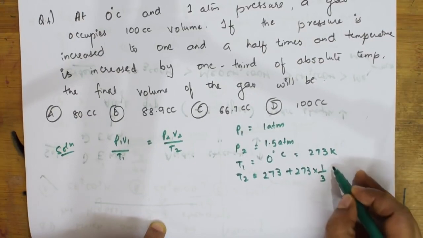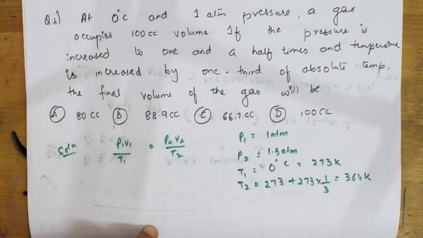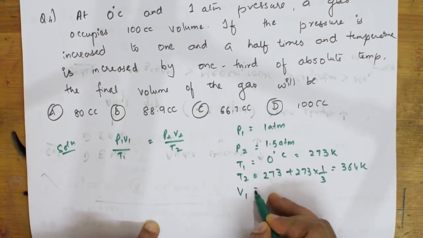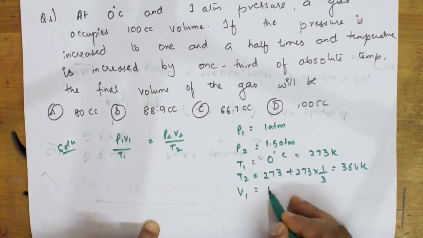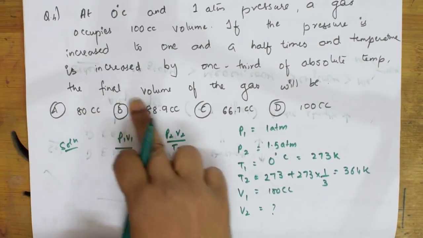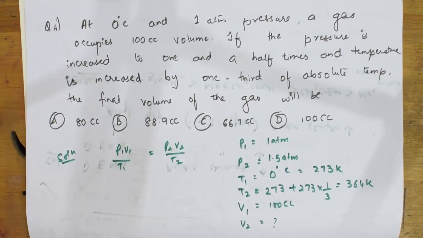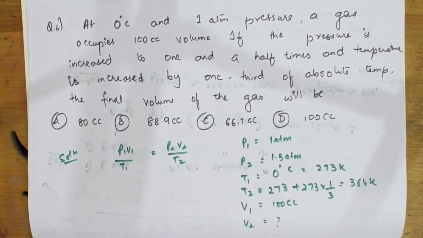So this comes, when I divide, to 364 Kelvin. So T2 is this. Now what is V1 here? They said 100 cc volume, so V1 is 100 cc. Now V2 I need to find, because they've asked me what is the final volume of the gas. Now apply these values in the formula which is given. So basically all the data is there, only I need to find V2.